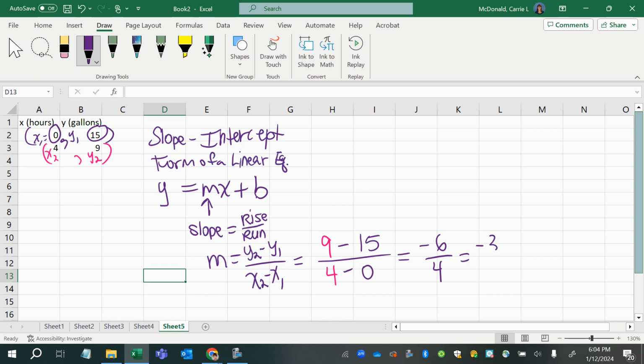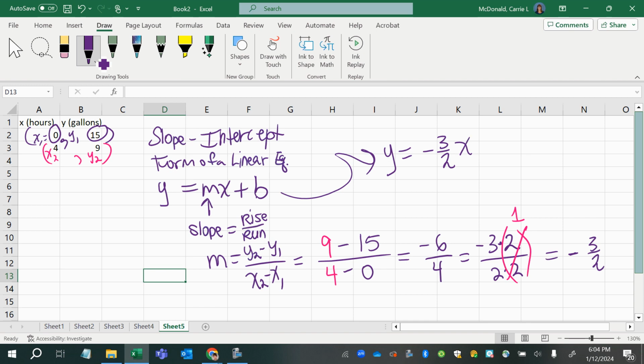And since we can write 6 as 3 times 2, and we can write 4 as 2 times 2, and since 2 divided by 2 is just really 1, then we can simplify the slope to be just negative 3 halves, negative 3 over 2. So now we just found the answer to our problem. Y equals negative 3 halves is the slope times x plus the y-intercept 15. So that is our y-intercept.